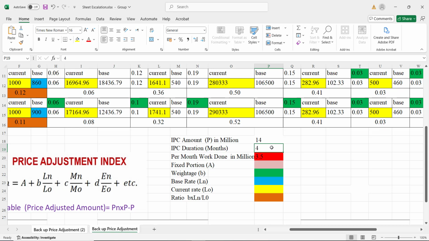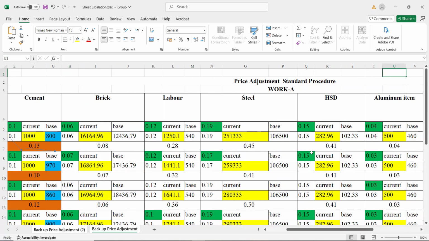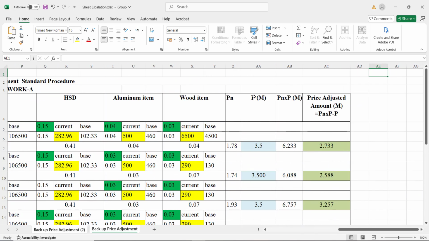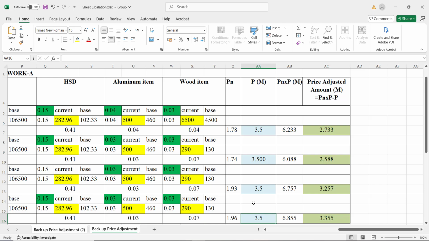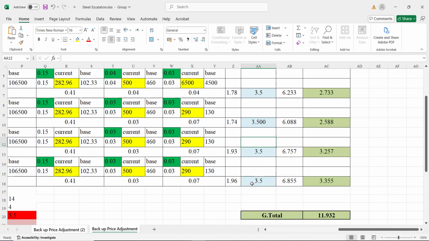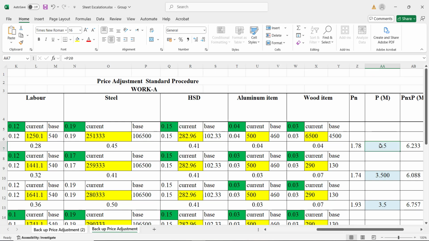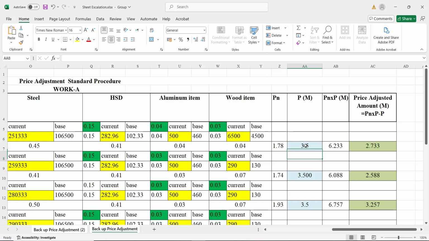If we take it equally, 14 divided by 4 is 3.5 million each month. The work done in each month is 3.5 million. This amount we will put in the sheet I have made for calculation. This is the Pn, the per month work done, and we will calculate the escalation on this amount, that is, how much escalation we have to pay on it. Now we will calculate the Pn. How to calculate the Pn?